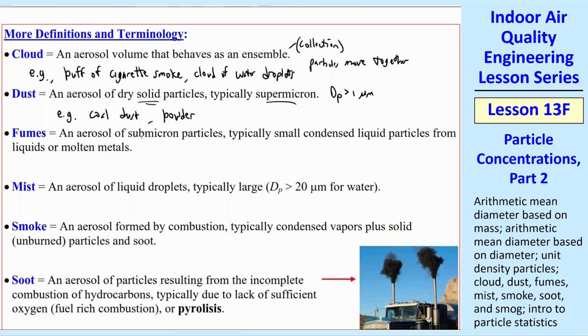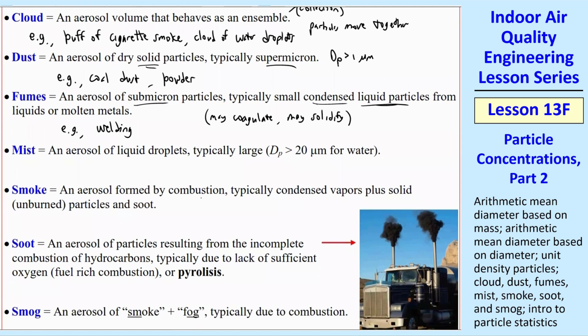Fumes is an aerosol of submicron particles, typically small condensed liquid particles from liquids or molten metal. You have metal that is hot enough to vaporize. For example, we're talking about things like welding. When you weld, you can get vapors of the metal, and then it condenses into tiny liquid particles. And so that's called a fume. I just want to comment that they may coagulate. They're very small to begin with, typically less than a micron, but they may coagulate into bigger particles. And eventually they solidify. So you have vapor, condenses to liquid, and then they solidify into solid particles.